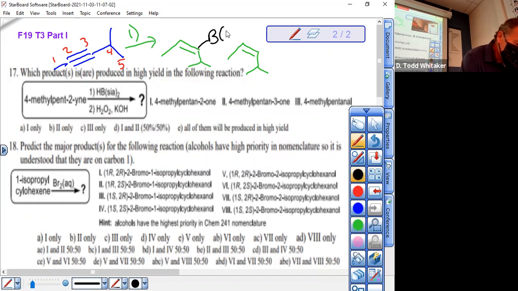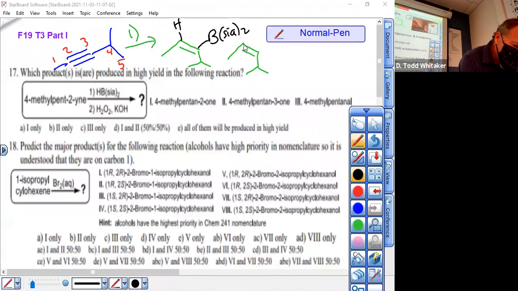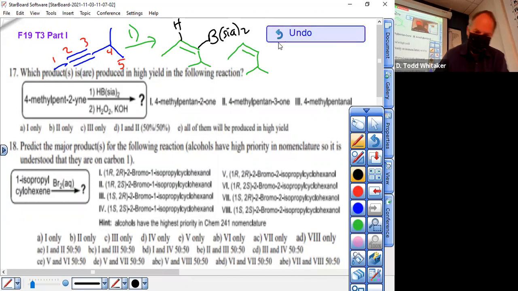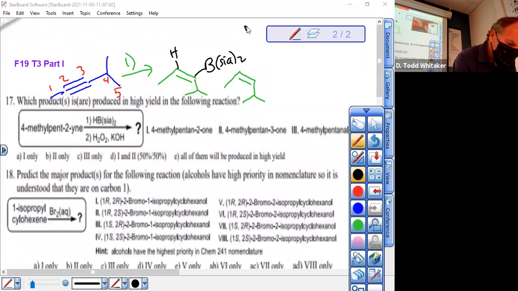B, Sia2 here and H here on the same side, or the other product. Oh boy, I got them crowded in here. There's B, Sia2 there. Terrible looking. Got everything in the way here. On the other, this carbon has B, Sia2 and H.